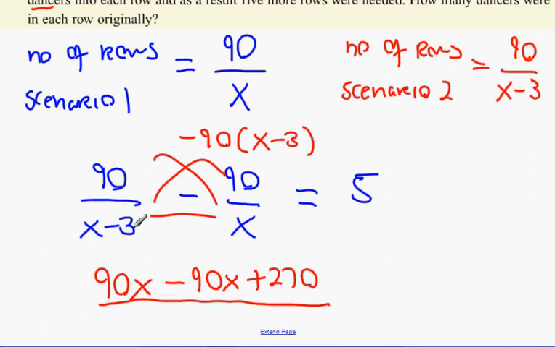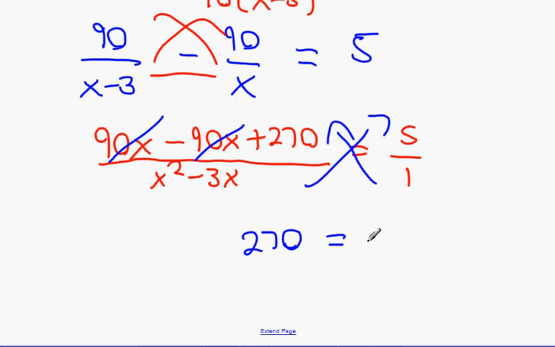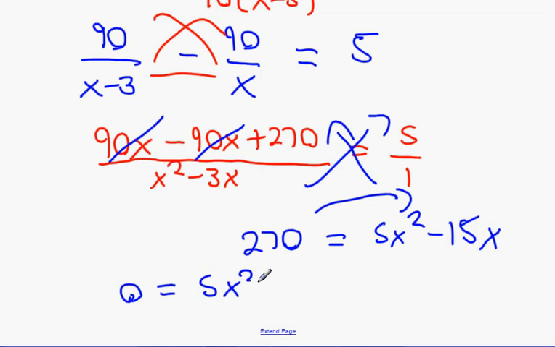Okay, on the bottom, multiply x minus 3 by x. X squared minus 3x equals 5 over 1 if you want to cross multiply it. Next step, the 90s will cancel, leaving you 270. 270 must equal, multiply 5 by x squared minus 3x, gets you 5x squared minus 15x. Bring everything over to one side, bring the 270 over and spin it around, right? So you don't necessarily have to spin it around, I'll just show you what way I'm going to present it. 0 equals 5x squared minus 15x minus 270.